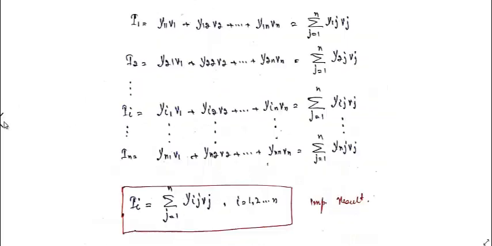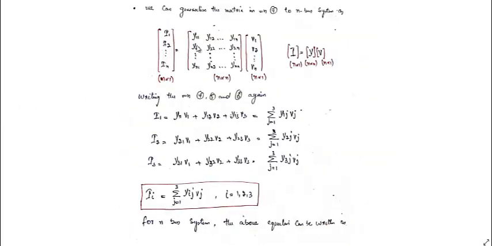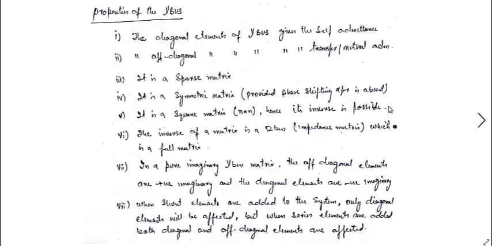It's a symmetric matrix. That means y12, or y_ij in general, is equal to y_ji, but provided, and this is important, provided a phase shifting transformer is not present in the system. If it is present, then the Ybus is not symmetric. It is a square matrix, n into n, hence inverse is possible.